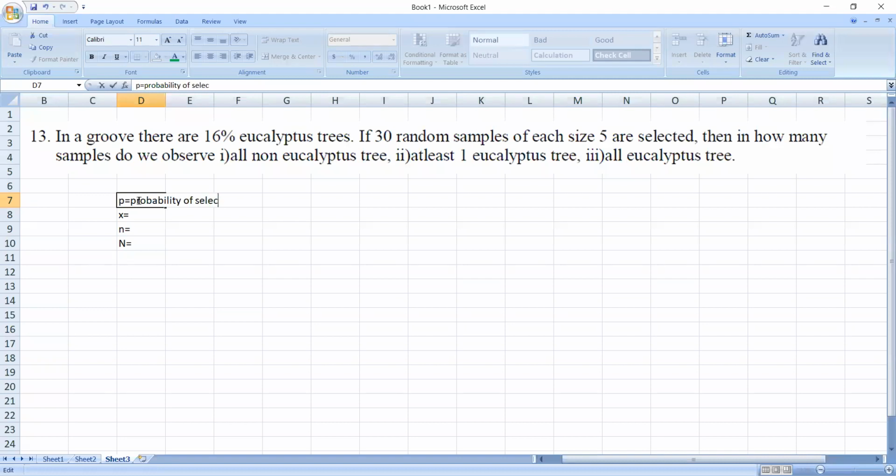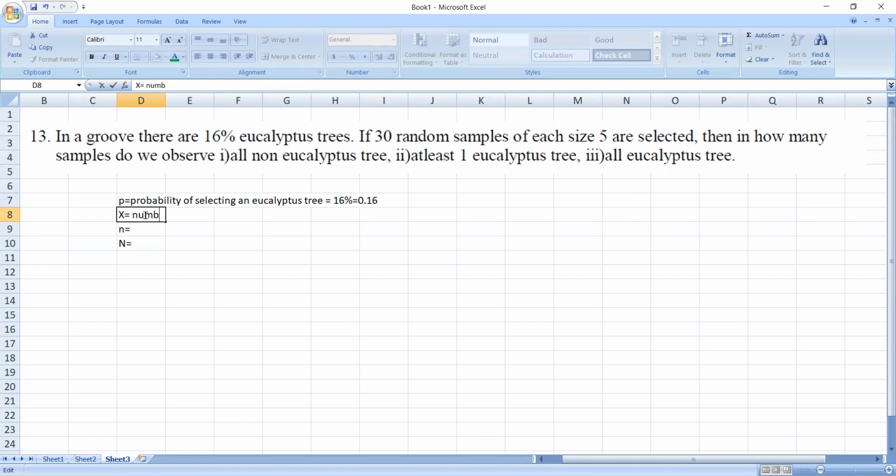Probability of observing or selecting an eucalyptus tree. So that is your P. And in a grove, there are 16% of that. So probability P is 0.16. Now, how do you define your X? So success means selecting an eucalyptus tree.